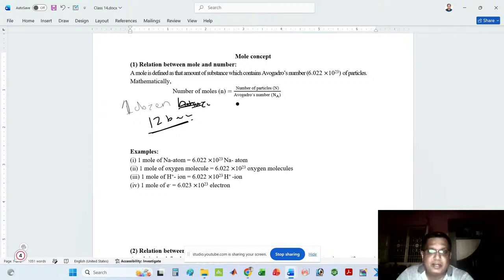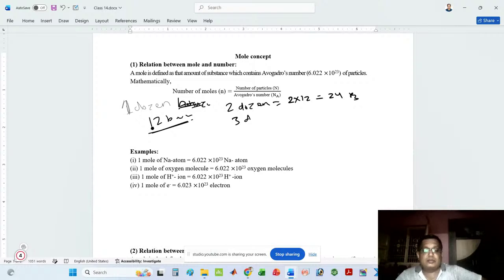If I say bring 2 dozen of banana, then you must bring 2 into 12, that is 24 banana. Similarly, you can think about 3 dozen, 4 dozen, half dozen, like that. 1 dozen means 12 banana. Here, dozen is a word used to indicate 12 items. Similarly, if I say bring 1 dozen of pen, then you will bring 12 pen for me.